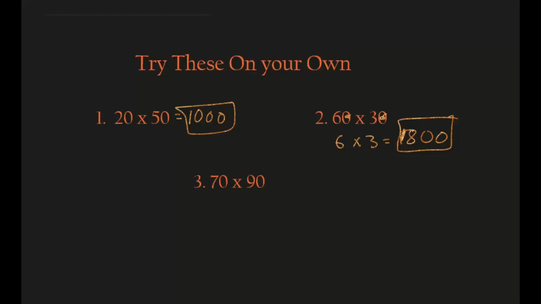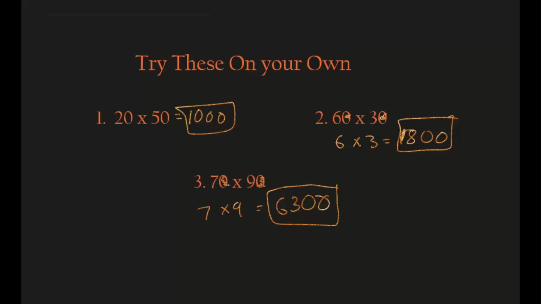Okay, now let's do one last question. 70 times 90. So what we're going to do is we're just going to do this method again. So we're just going to do 7 times 9. And then we have to find the answer. So 7 times 9 is 63. So again, we add the 2 zeros. 1, 2. So our answer here is 6,300.